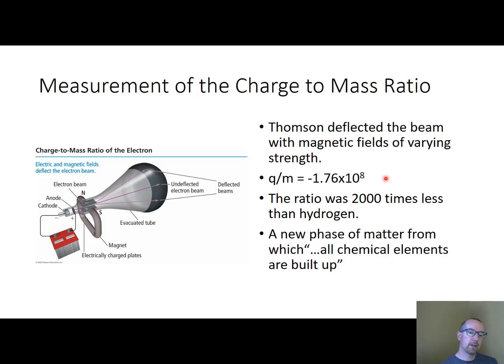And that ratio is about 2,000 times less than that of hydrogen. So whatever elementary particle this was, it was incredibly light. And one of the things that he remarked upon closing this out was that there is a new phase of matter from which all chemical elements are built up, meaning that this thing that he found, the electron, not knowing exactly what it was, is something that's found in all atoms and in all elements. So it was sort of a very revolutionary thing.